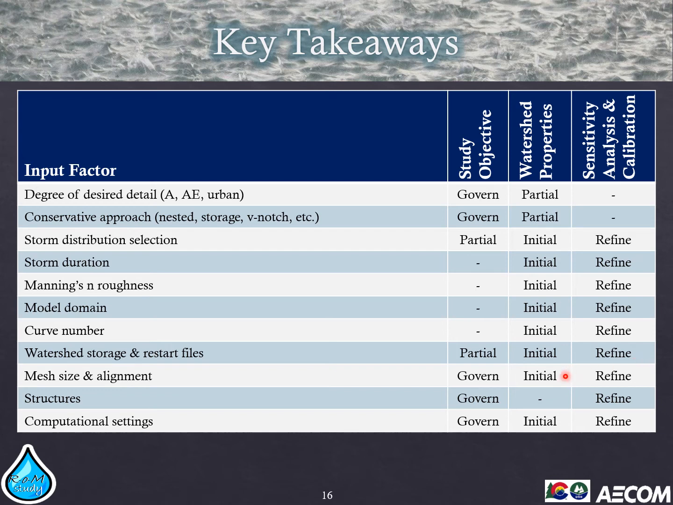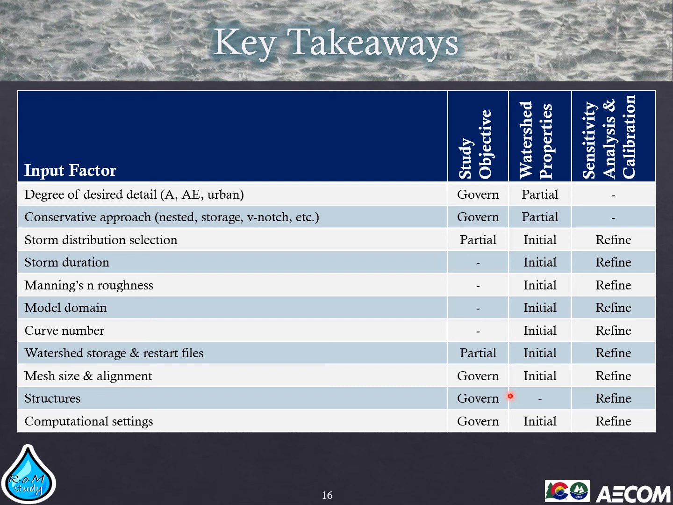As for the mesh size and alignment, some of that's going to come down to the study objective in terms of level of detail. A BLE is going to require less stringent cell sizes than a detailed or urbanized study, where you're going to want to go smaller. But your watershed properties, whether you have steep channels and narrow corridors, might merit smaller cell sizes than if you're on the plains, so you could open that up. Ultimately that's yet another one where you could refine it, and perhaps only on select stretches rather than throughout your whole model.